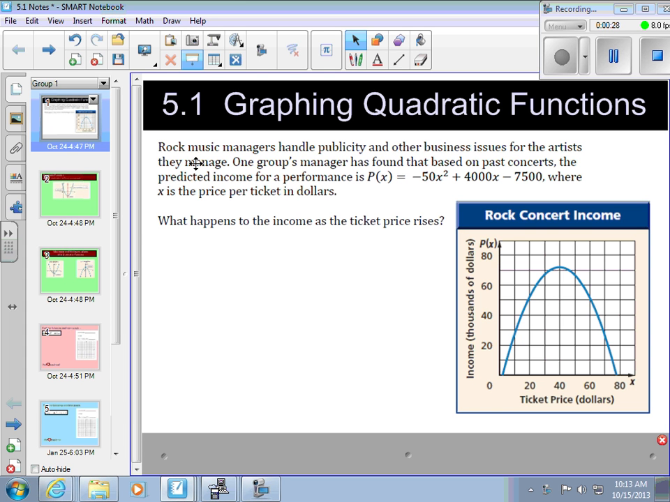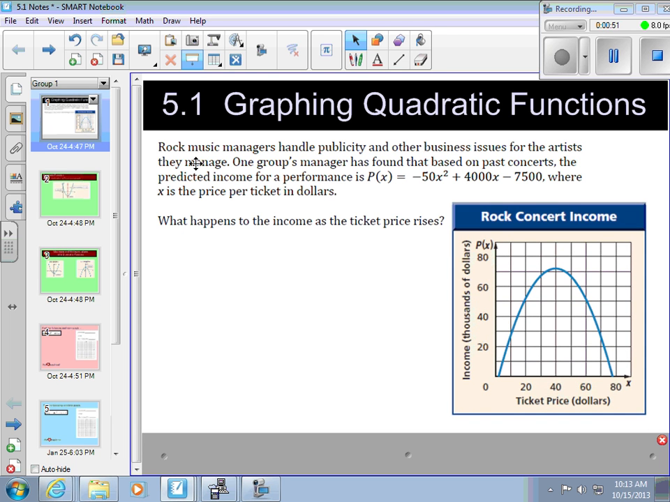So graphing this equation out and looking at the graph that you have on your sheet, what happens to the income as the ticket price rises? Well, as the ticket prices rise here, you can see that the income level also rises, but only up to a certain point. As we get close to this point right in here, we can see it kind of maxes out.